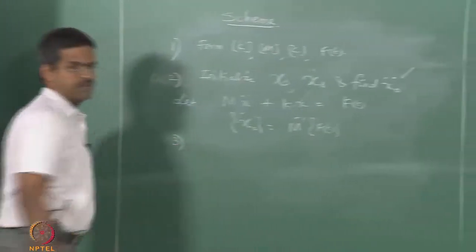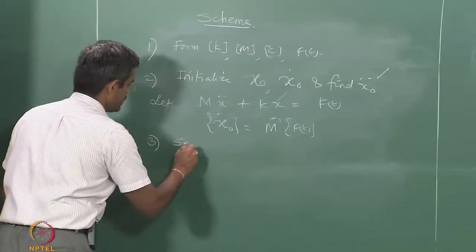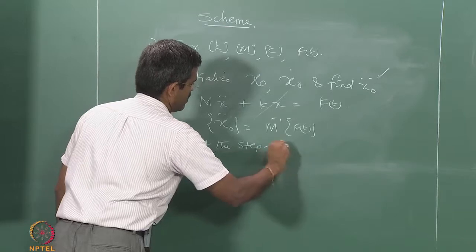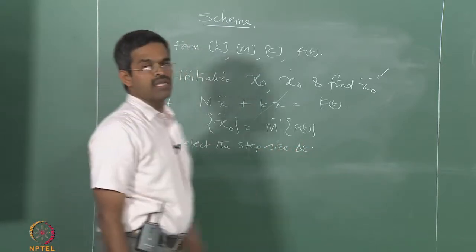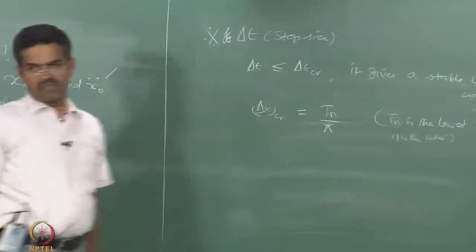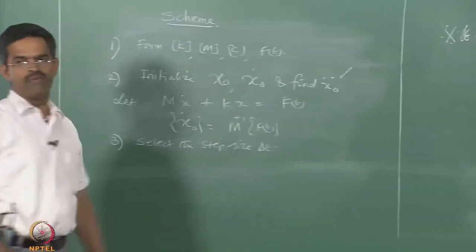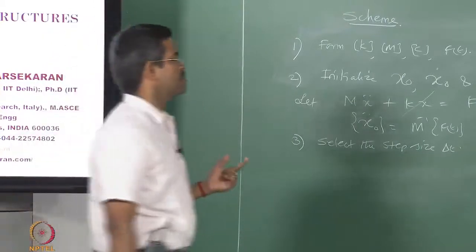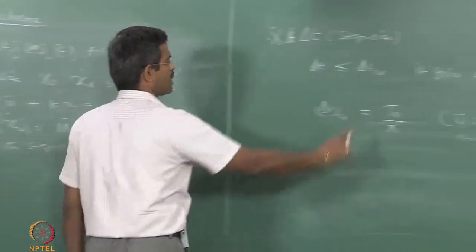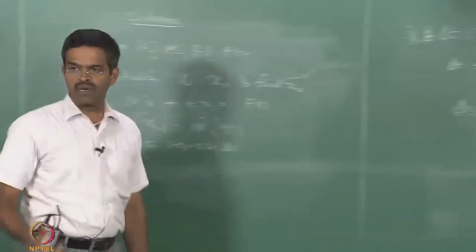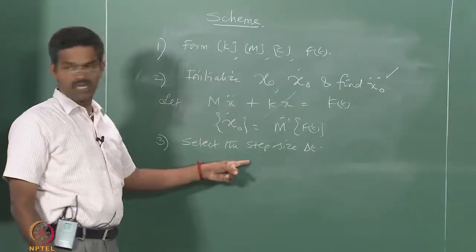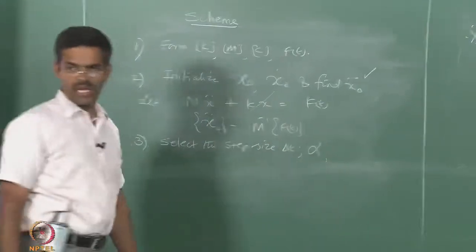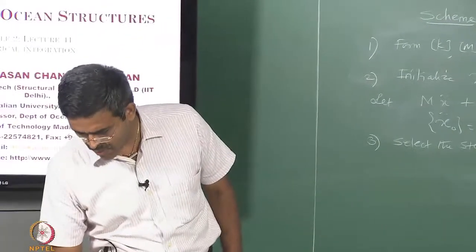Once I get this, I must choose or select the step size delta t. We already have a governing condition given by the scheme manager saying that delta t should be within delta t critical. So, I know the time period because I do a natural free vibration response. I will get the periods of all the degrees of freedom, pick up the lowest one and check that. I must also select alpha, another parameter in the scheme, and delta.